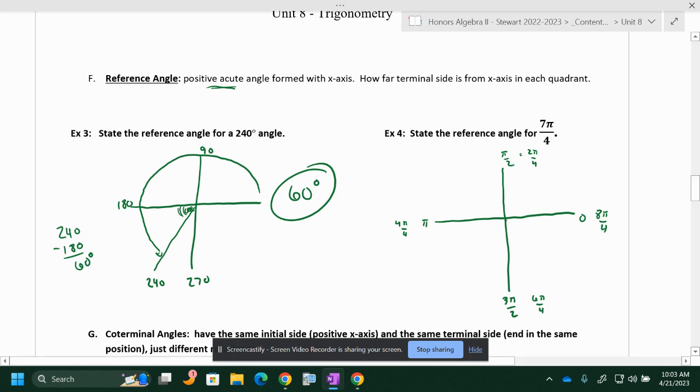Now, 7 pi over 4 is going to be in this quadrant here, quadrant 4. And our acute angle that's formed with the x-axis is going to be this angle. That's 8 pi over 4, because that's one full rotation around. So 8 pi over 4 minus 7 pi over 4 will give us pi over 4, which is what our reference angle measure is going to be.